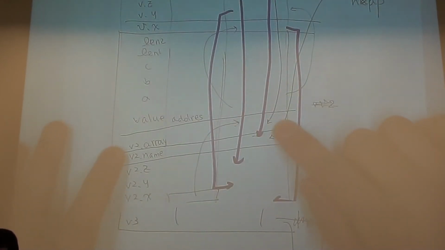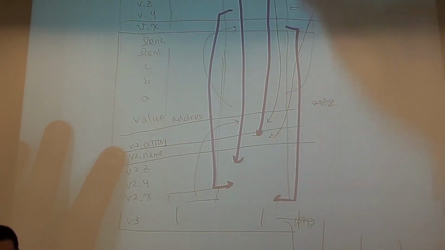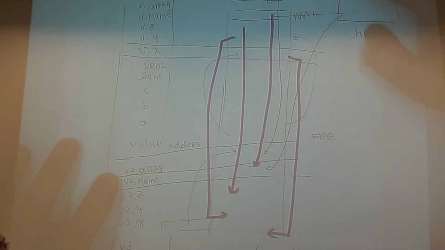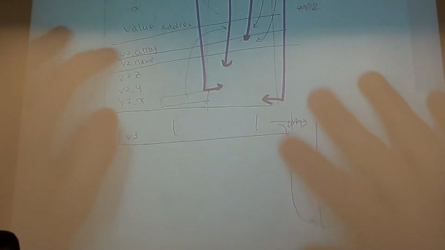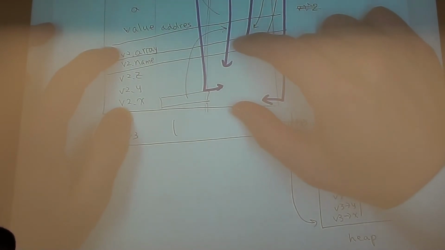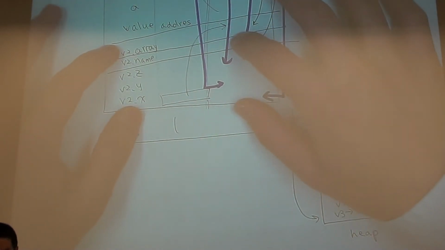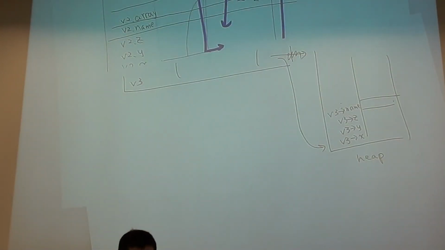V2's name and array refer to heap memory. So if you don't release, if you don't free, that heap memory will be leaked. But you cannot release V2 because V2 itself is on the call stack. You cannot release something from the call stack. You can only release something from the heap. So you need to say these two lines are necessary, but you cannot say free V2 because V2 is not created by using malloc.